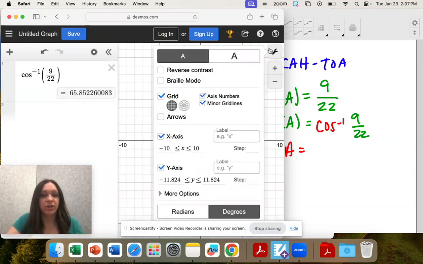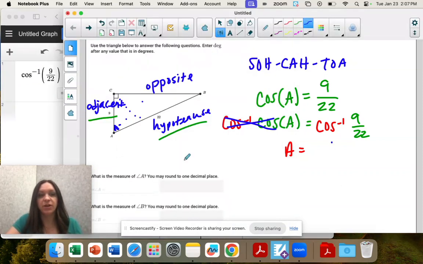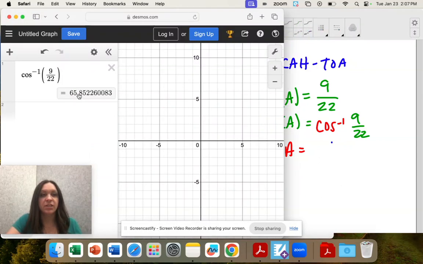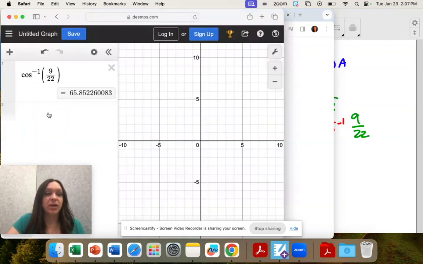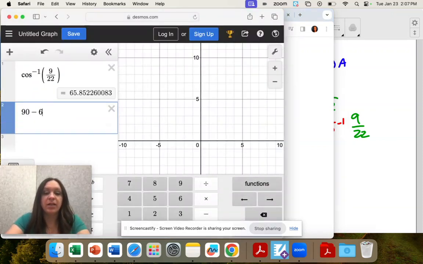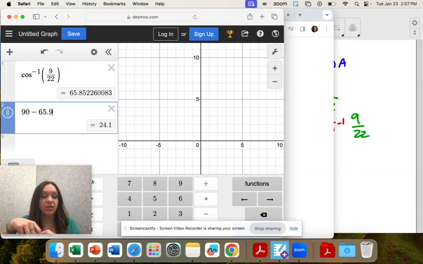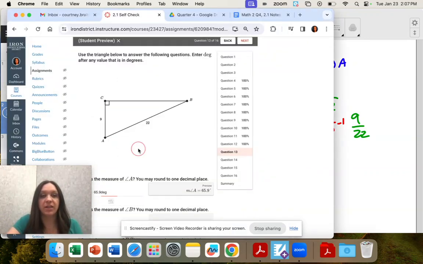And make sure you're in degrees. We are rounding to one decimal place. So 65.9. That 5 changes the 8 to a 9. So 65.9 degrees. And so that means angle B is 90 minus that. Those two opposite angles add to 90. So 24.1 is angle B.